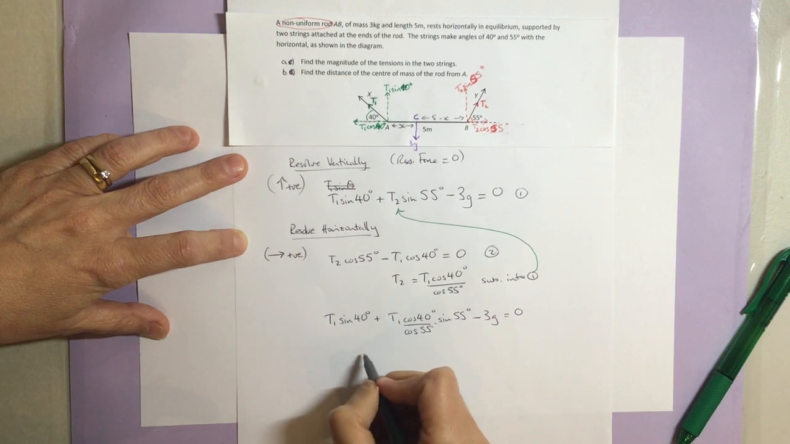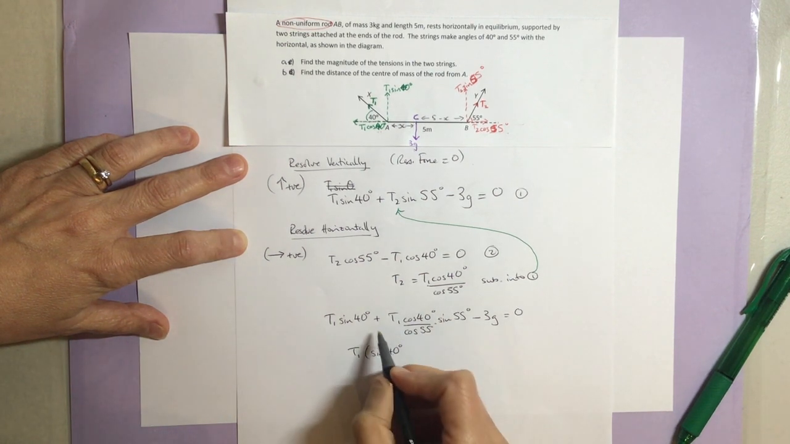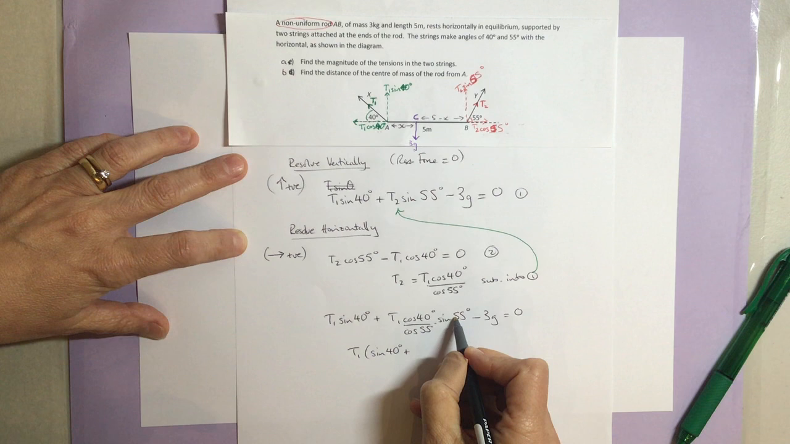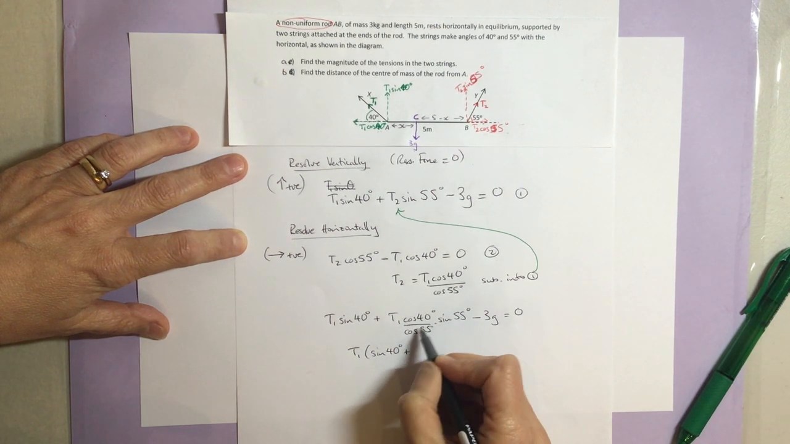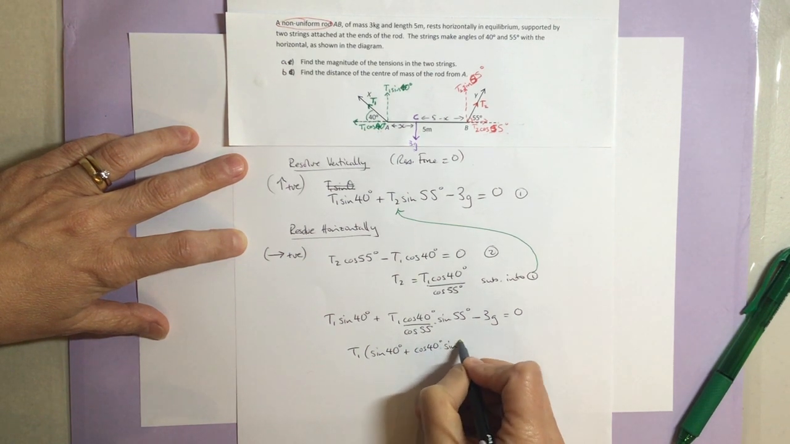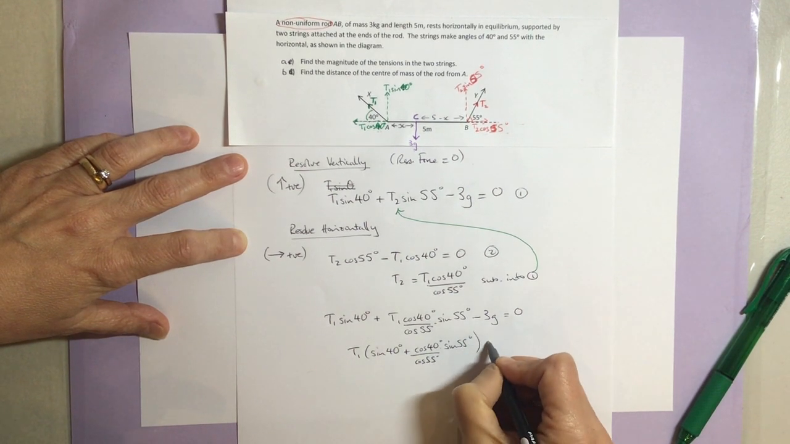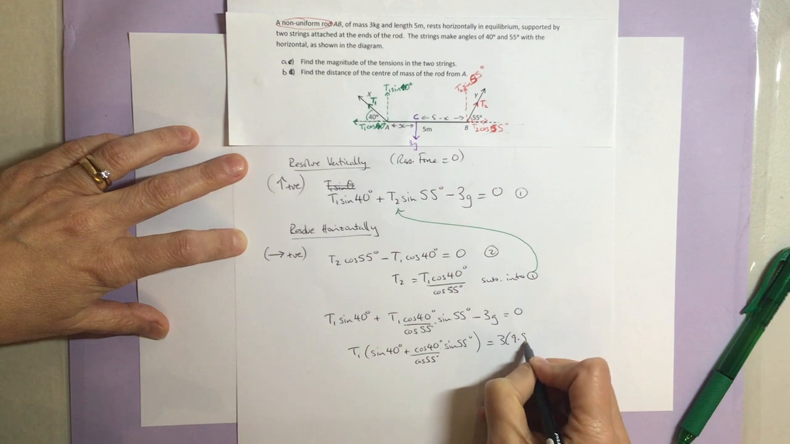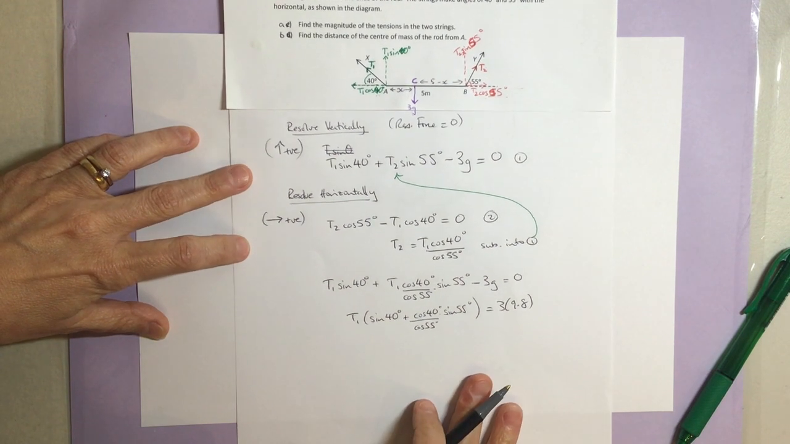So sorting this out, T1 out as a common factor because I want to find out what T1 is, sine 40 plus, I could change this, sine over cos is tan. Don't know if you've done that in pure, I think you probably have, but anyway I'm just going to leave it because I'm going to type it into my calculator. So cos 40 times sine 55 over cos 55, that's going to be equal to my 3g, 3 times 9.8. So let's sort all this out. 3 times 9.8 divided by all of this. Move this up slightly so you can still see that, hopefully.